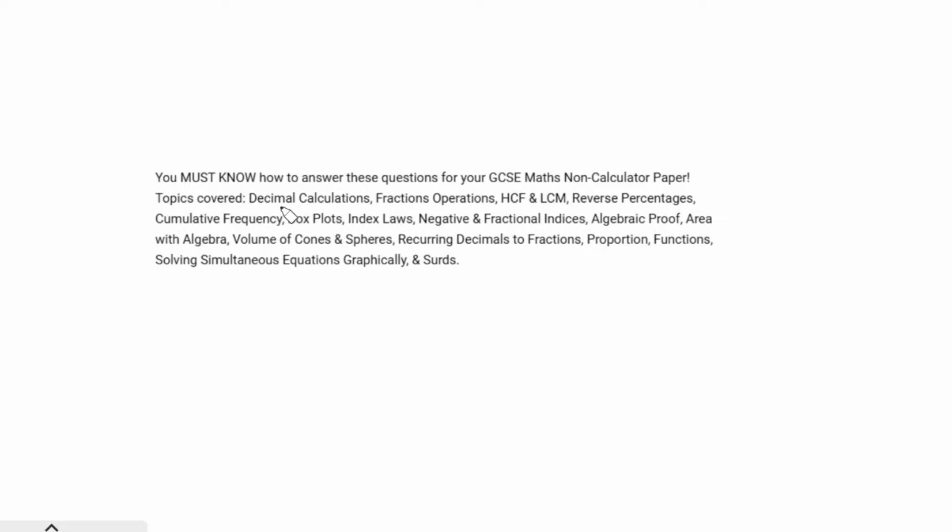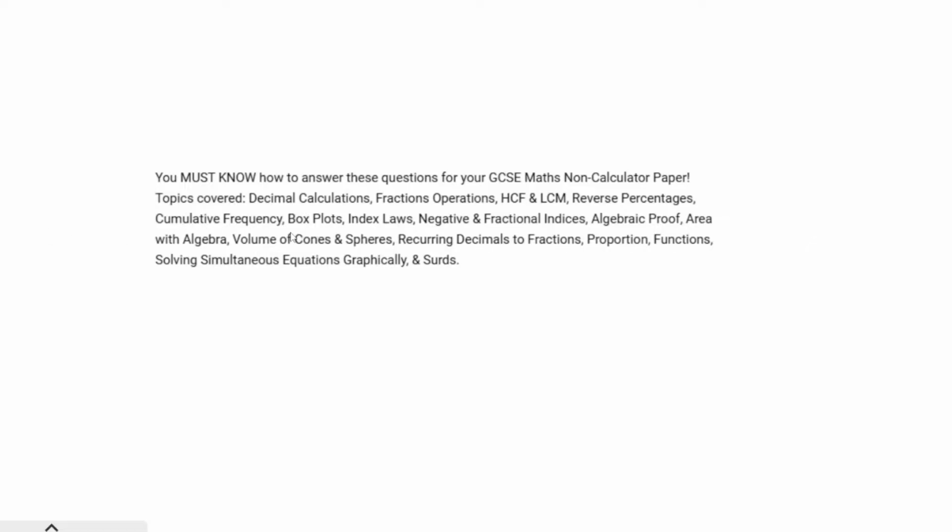So decimal calculations, that means multiplying and dividing decimals. Fractions operations, again, multiply, divide, add, subtract. This is mostly mixed numbers as well, improper fractions, mixed numbers. Highest common factor, lowest common multiple, you know, when you do the factor trees, product of prime factors, that thing comes up. Obviously, that could also come up in paper 2, right? It just depends. But that does come up quite a lot. Maybe some percentages, just reverse percentages maybe, but also percentages. Just make sure you know how to work out percentages with no calculator.